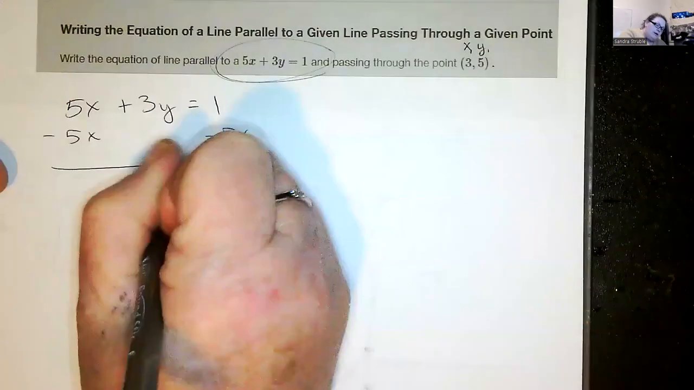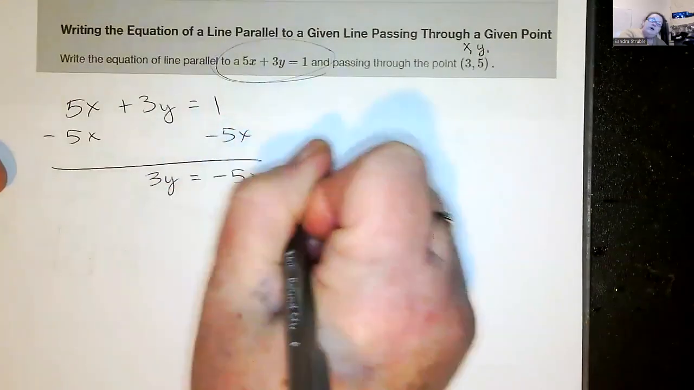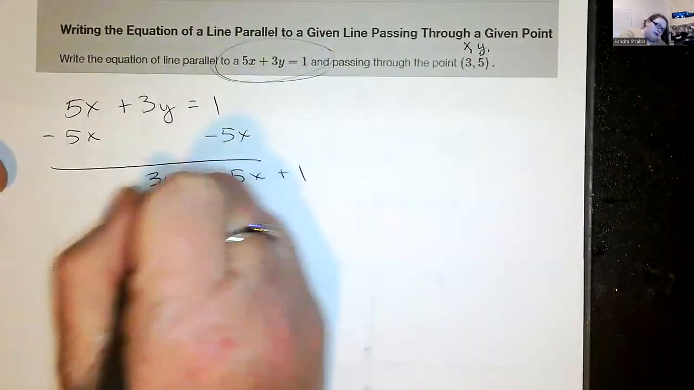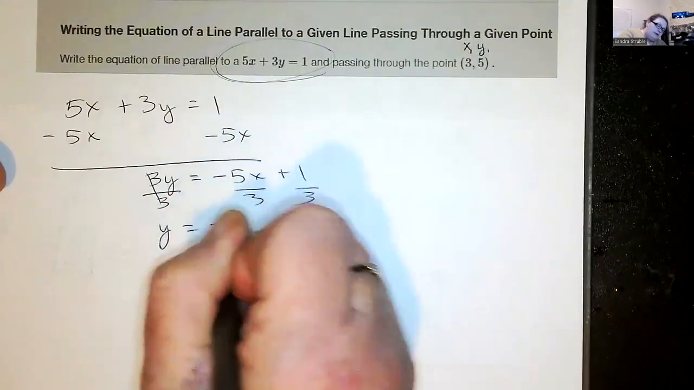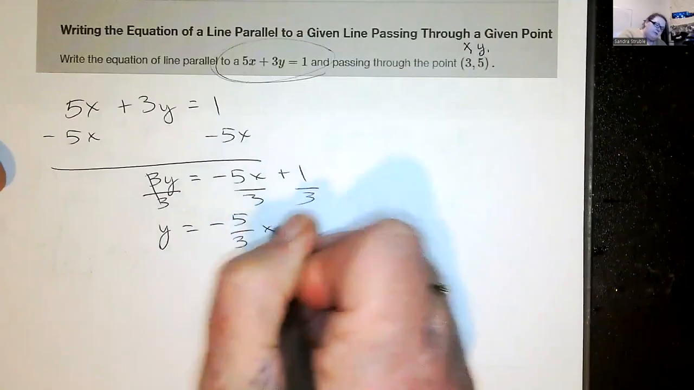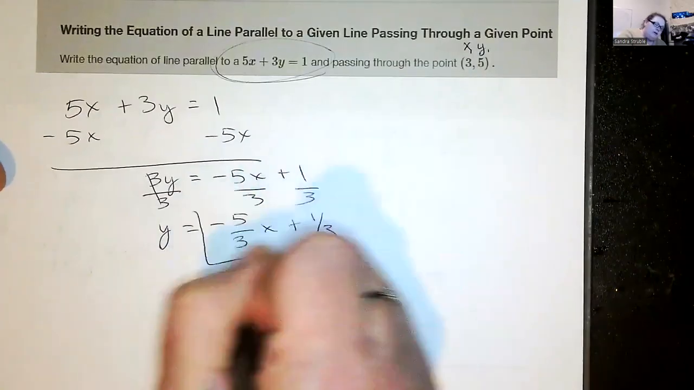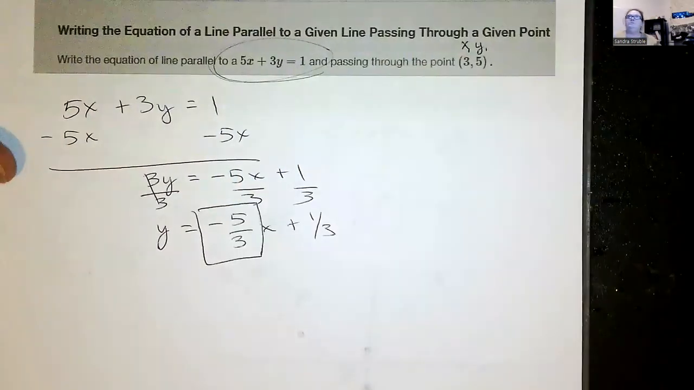We get 3y is equal to negative 5x plus 1. And then just divide everything by 3. y equals negative 5/3 x plus 1/3. All I care about is this little critter right here.